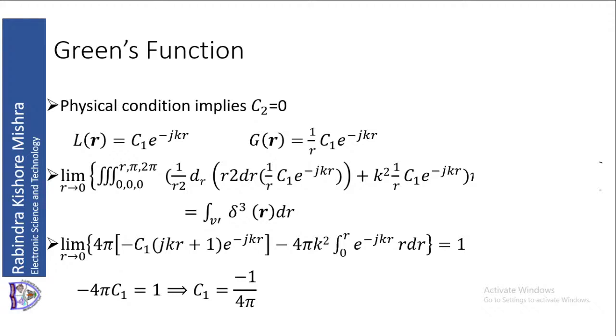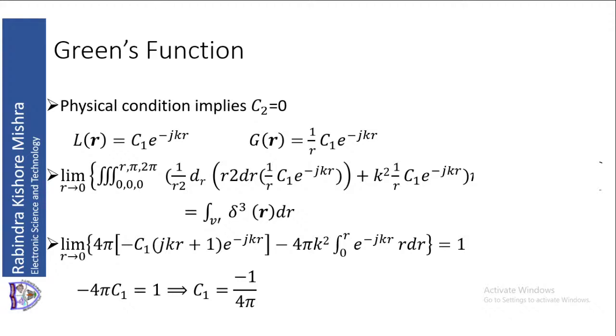To find out C1, we will go back to our original wave equation in G(r). In that equation, we will put for G(r), 1/r C1 exp(−jkr). Then take the volume integral of both sides of the wave equation. So we will take the volume integral of both sides of the wave equation and put G(r) equal to 1/r C1 exp(−jkr).